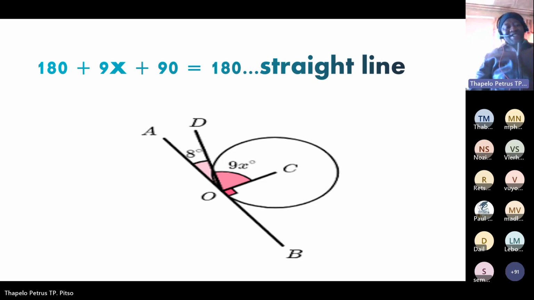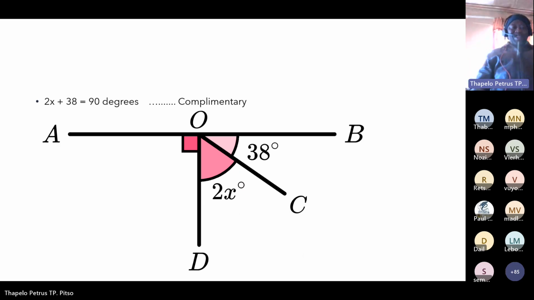Angle 8 degrees. Sorry, there's a mistake. 8 degrees plus 9x plus 90. When you add them, they'll give you 180. Sorry, the first one was supposed to be 8 degrees, not 180. So it's 8 degrees plus 9x plus 90. What about them? Angles on a straight line. And then what about the angles on the straight line? They're equal to 180. Then you'll be able to know the value of x, so that the statement on the left is equal to the statement on the right. Balancing the equations, balancing the scale. What is on the left is equal to what is on the right.